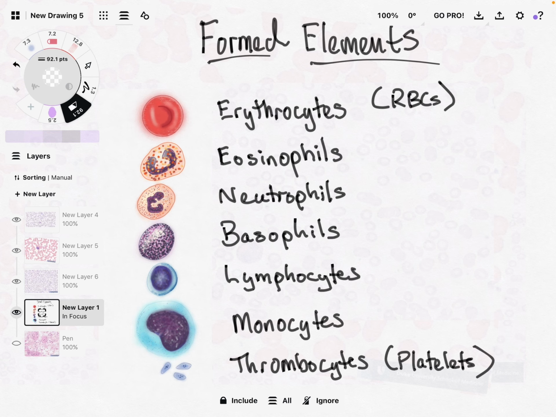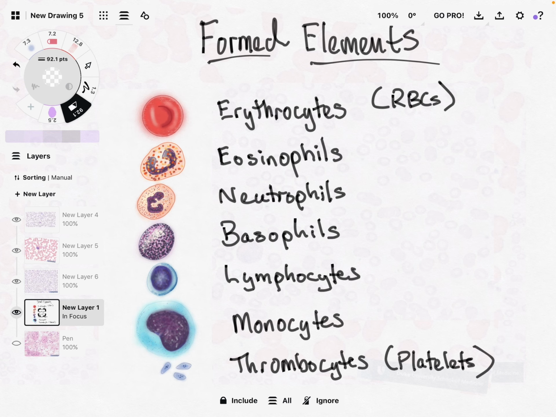And then we have this whole list of leukocytes, white blood cells: eosinophils, neutrophils, basophils, lymphocytes, and monocytes, which actually become macrophages. And the last one here are thrombocytes, or platelets as they're also known. Thrombocytes being really small cell fragments that were once part of a very large cell called a megakaryocyte. And that megakaryocyte basically fragments into these cell fragments, which are thrombocytes or platelets.